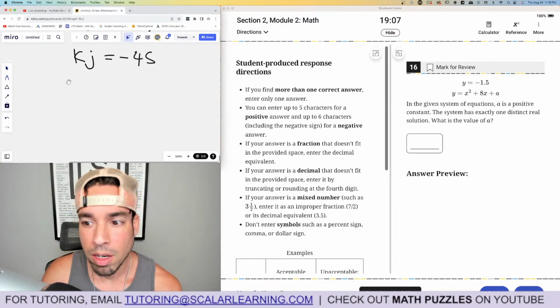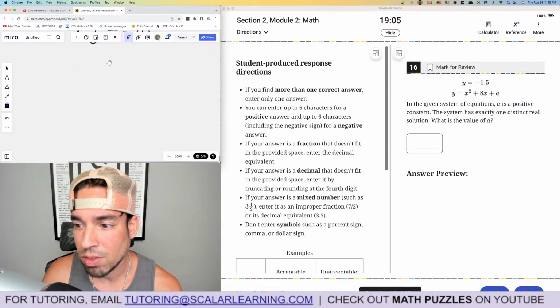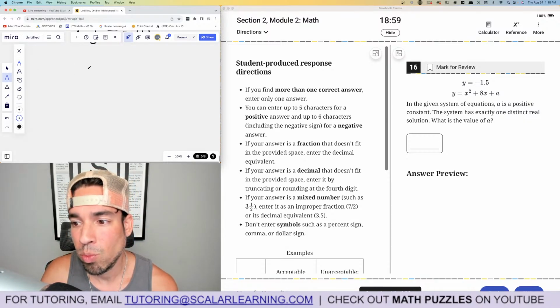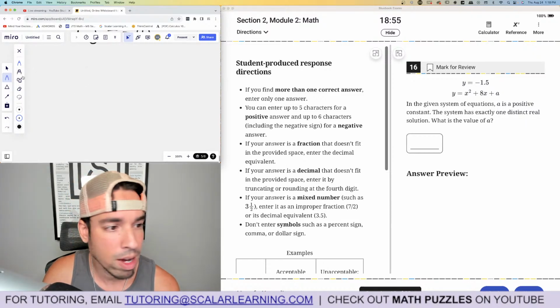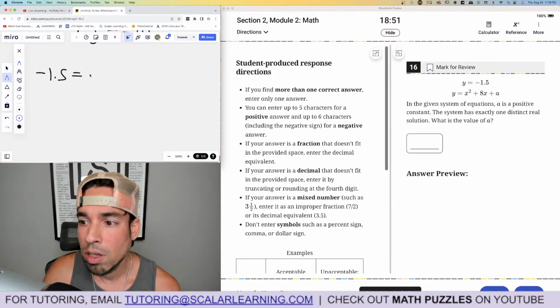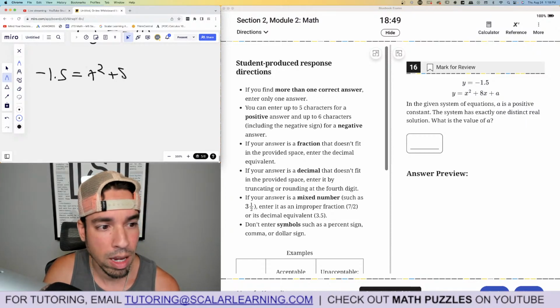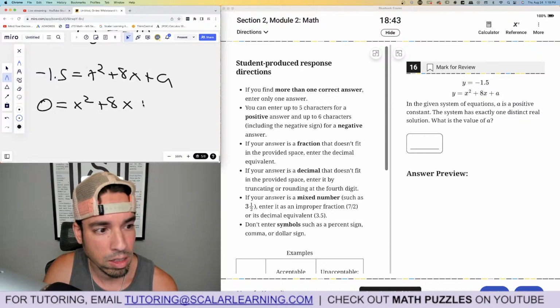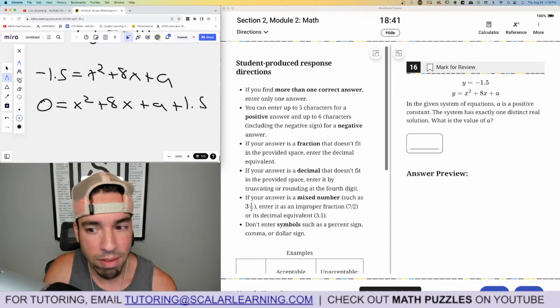Okay. In the given system of equations, a is a positive constant. The system has exactly one distinct real solution. What is the value of a? All right, so it has one distinct real solution. By the way, I can plug in negative 1.5 here. So negative 1.5 equals x squared plus 8x plus a, and then I can add 1.5 to both sides: x squared plus 8x plus a plus 1.5 equals 0.